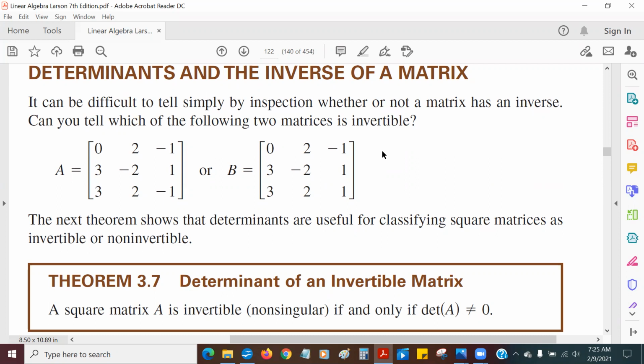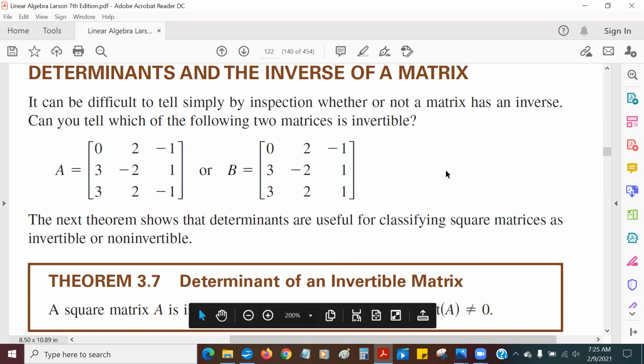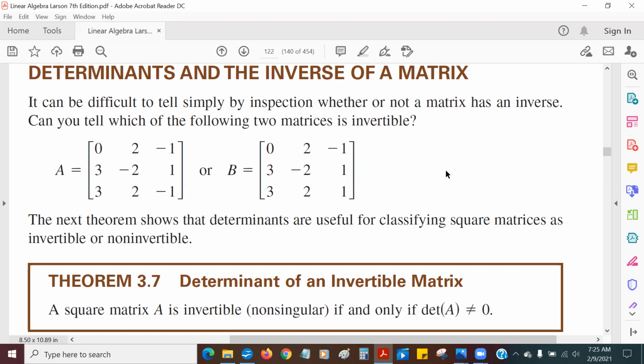But the next incredible theorem actually helps us with that. And that is that a square matrix is invertible if and only if the determinant does not equal 0, which means that if the determinant does equal 0, the matrix is not invertible.